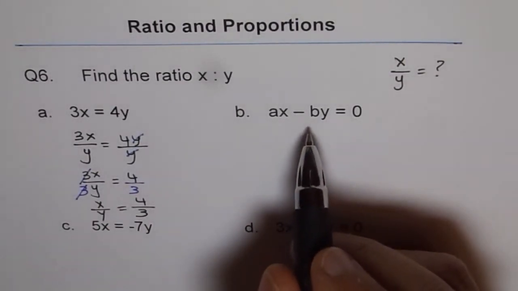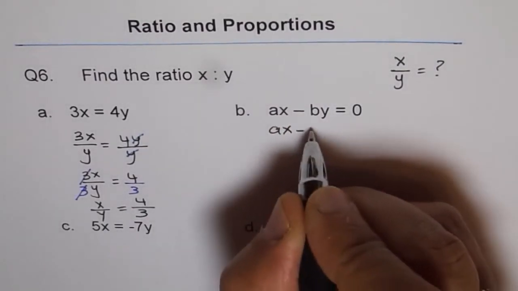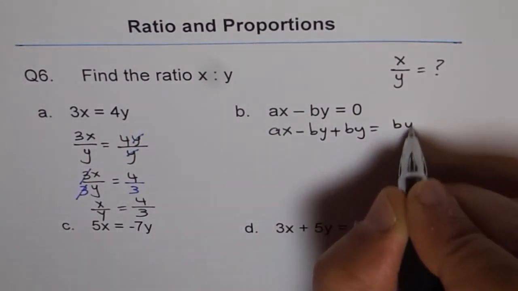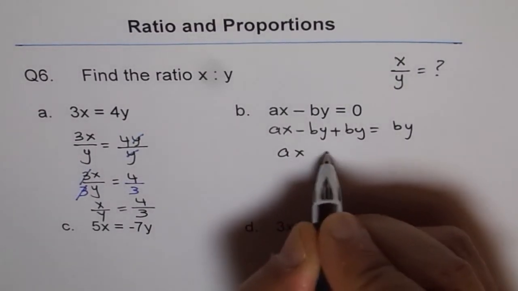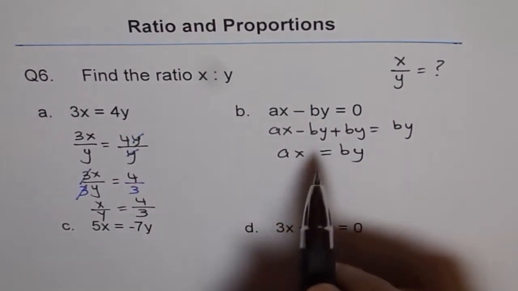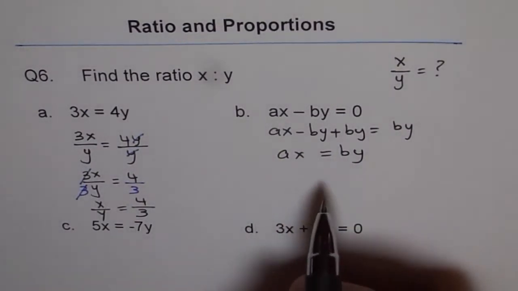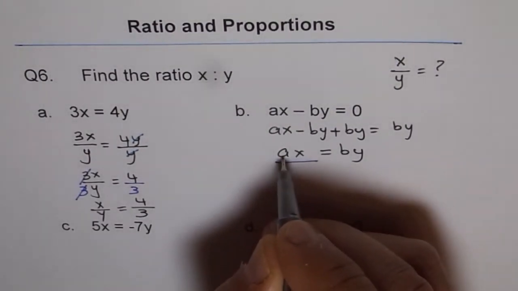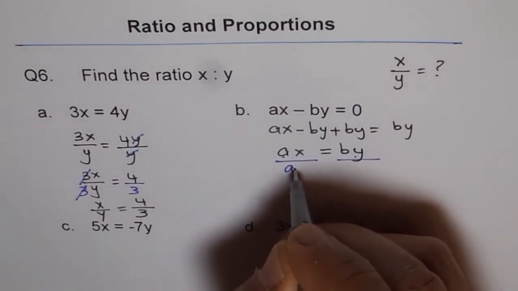So first step, what we will do is add by to both sides. So we get ax minus by plus by equals by, right? 0 plus by, which is by. So we get ax equals by. Now this is very similar to what we have already had, correct? So we'll follow the same method. This time we will divide both sides by, we don't want a and we don't want y, so we'll divide by a times y.